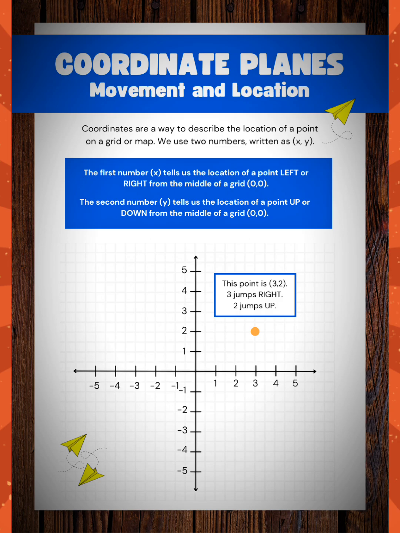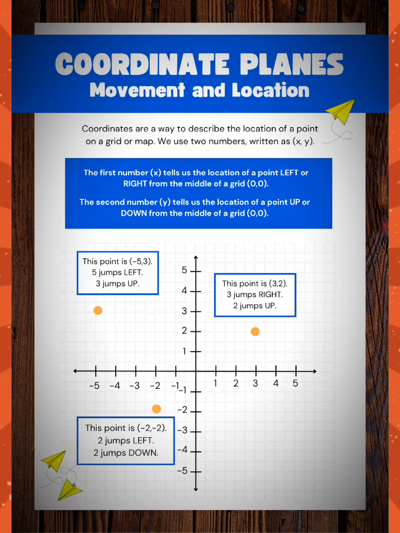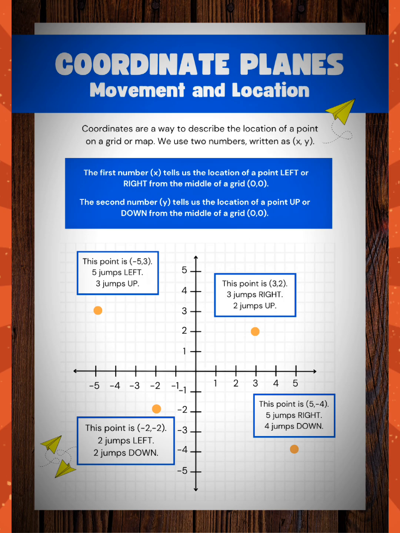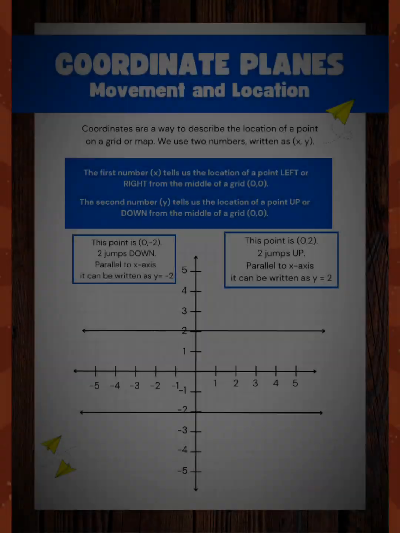Let's take an example. The point (3, 2), where 3 is abscissa and 2 is ordinate: 3 jumps right and 2 jumps up. Let's take another point, (-5, 3): 5 jumps left and 3 jumps up. Another point, (-2, -2): 2 jumps left and 2 jumps down. Here is another point, (5, -4): 5 jumps right and 4 jumps down. These points are located according to the signs of abscissa and ordinates.